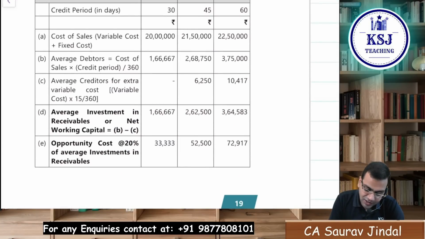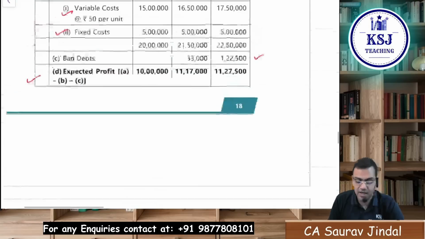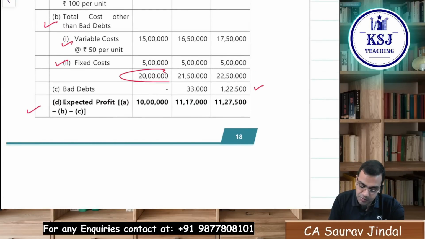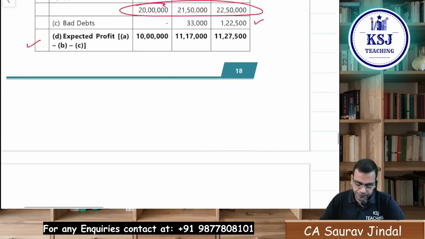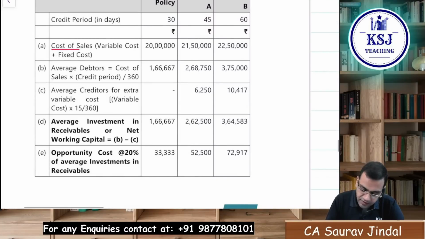Opportunity cost, cost of sales. Firstly, the bad debts are not to be considered. Only this part is to be considered. Please be very careful. For opportunity cost, the bad debts are not to be considered. For opportunity cost, this cash discount is also not to be considered. It will impact your profits, but there is no extra cost that is being incurred. So we will not take it in the opportunity cost. So first we will take 20 lakhs, 21 lakh 50,000 and 22 lakh 50,000.